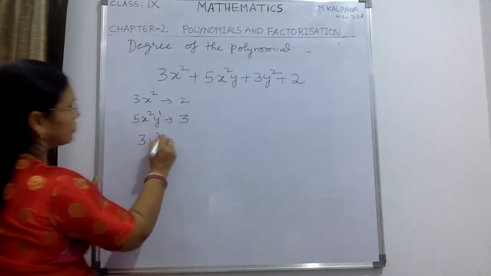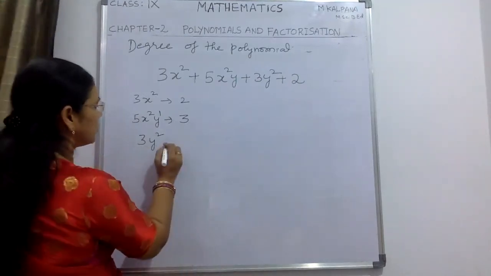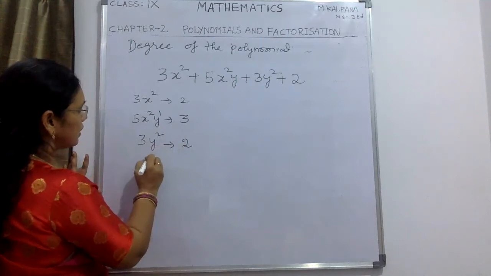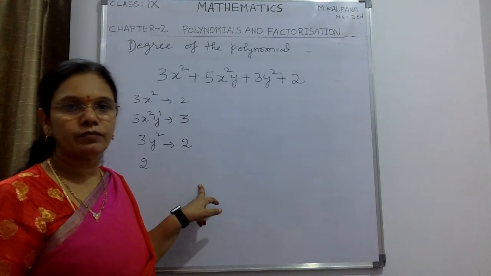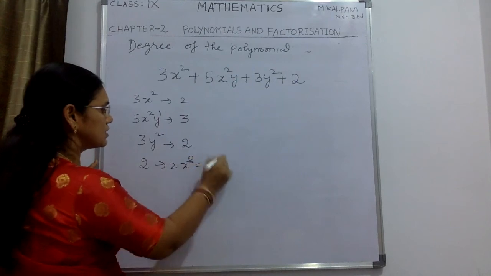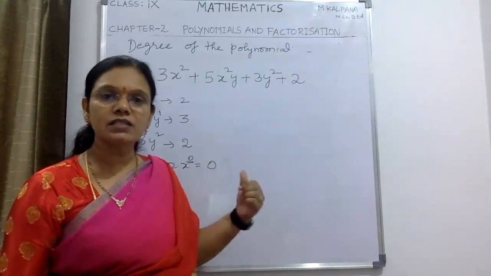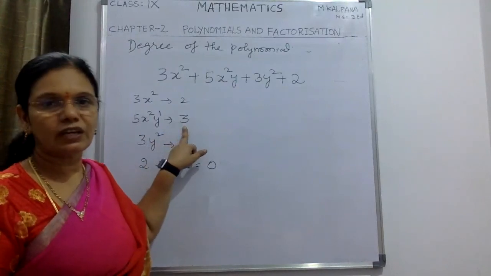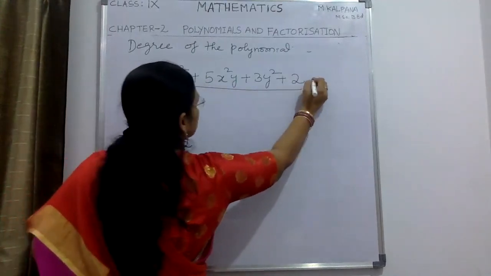Now 3y square. Can you tell me the degree of this 3y square? Yes, you are right, children. Because 2 is the exponent of the variable y here, it is the degree. So here, what is the degree of the 2? Just now we have discussed, 2 can be written as 2 into x power 0. So the degree is 0. So among all these terms, what is the highest degree, children? This is the highest. Yes, you're right. So the degree of this complete expression is 3.